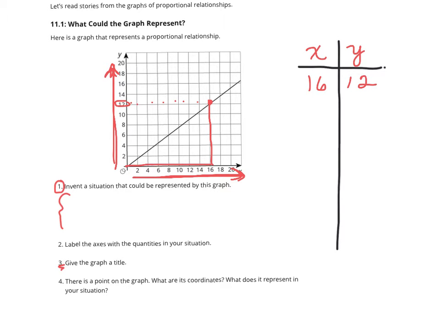I could ask you for that graph, what's the constant of proportionality? If x is 1, what would the y value be? That would be 12 divided by 16, which I believe is 0.75. Okay, so there's my constant of proportionality. If this was x, this would be 0.75x. My equation would be y equals 0.75x. So what's your little story that represents that graph?